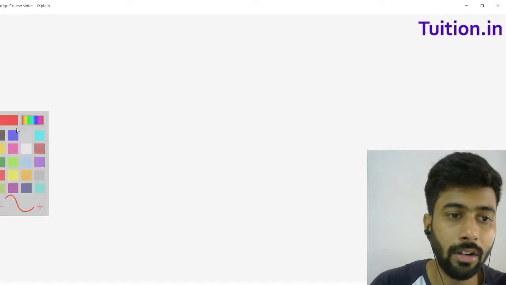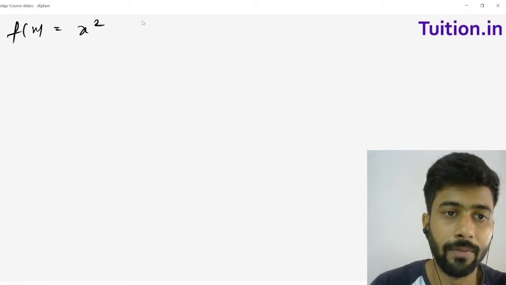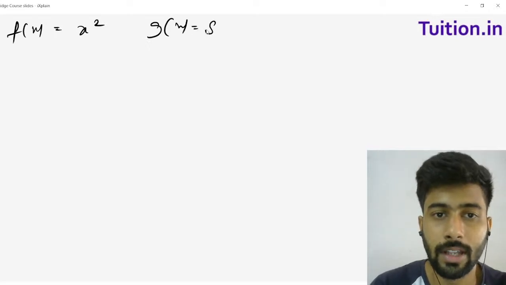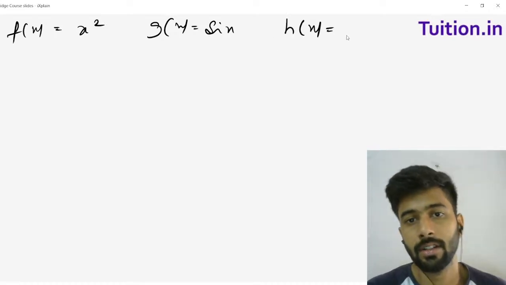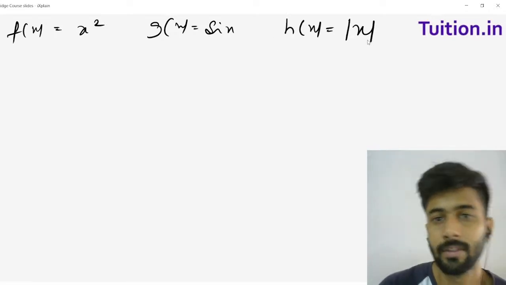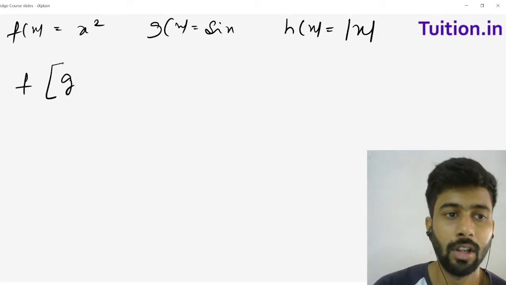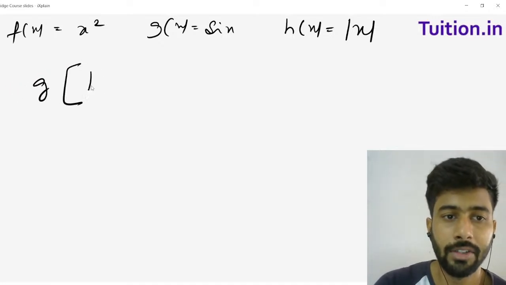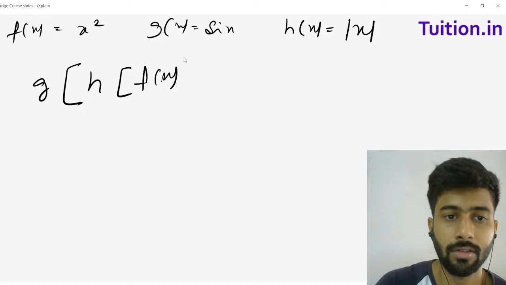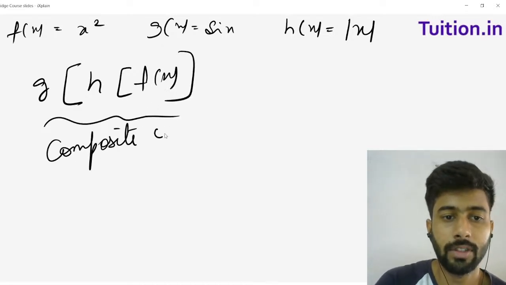We can. Let's do it. Let's say your f of x is x square. Let's say your g of x is sine x. And let's say you have one more guy, h of x, and that is mod x. And let me ask you what is g of h of f of x. So now I'm doing a composite of three functions.